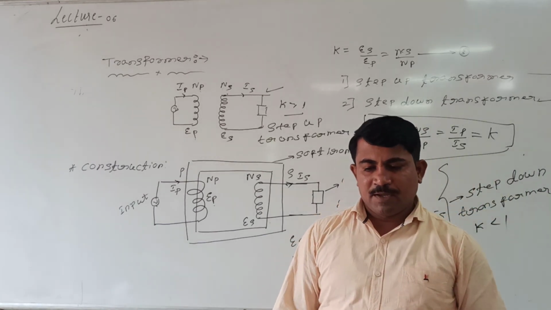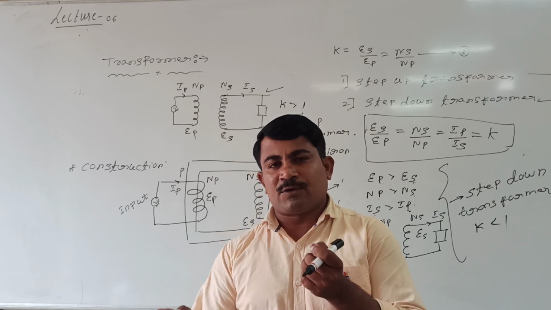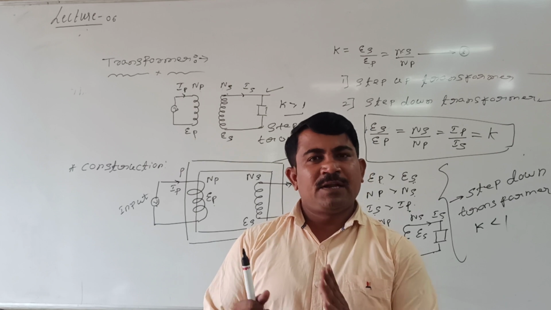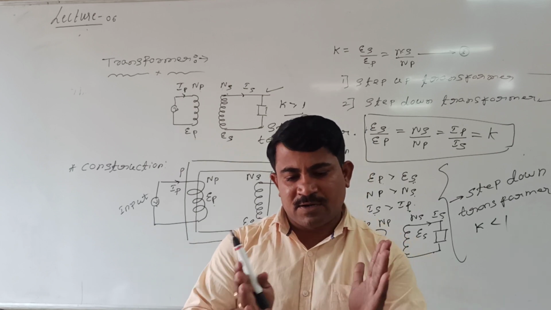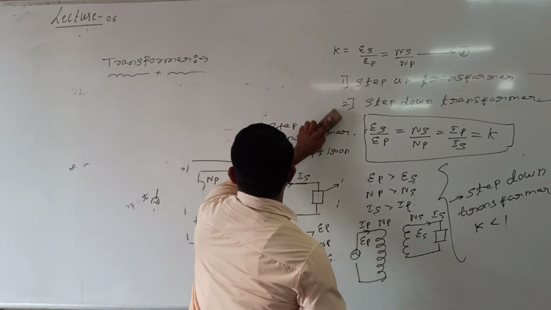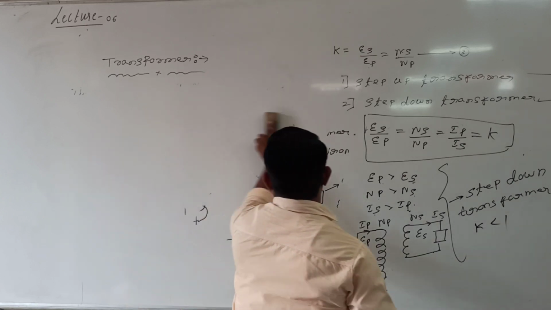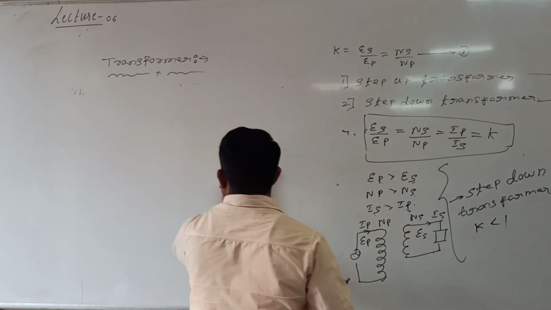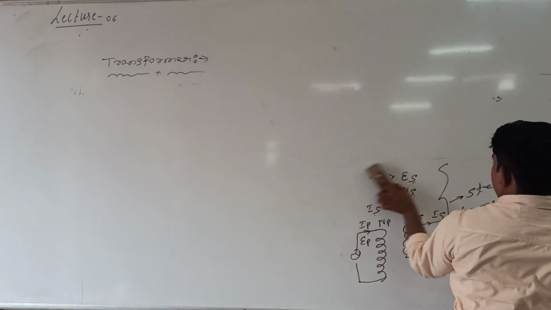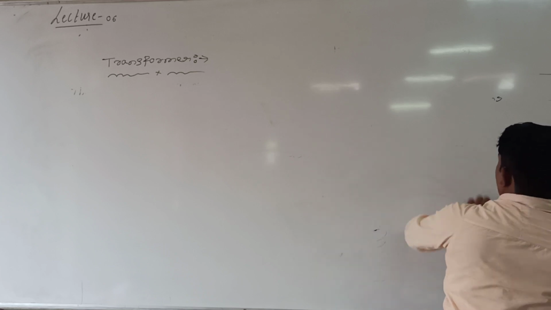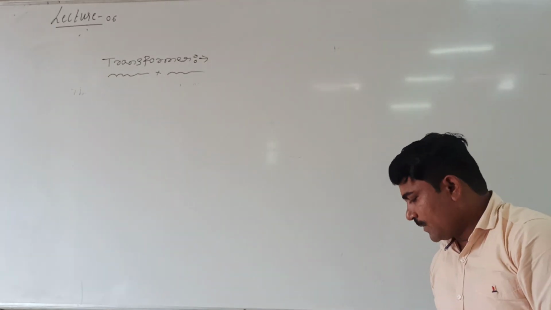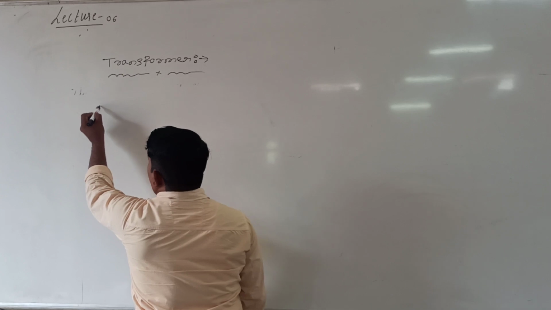But this is what? Working of transformer. Now let us see, when alternating voltage is applied to the primary coil, some amount of energy is lost in the transformer. Then let us take what energy can be lost in the transformer. Next concept is energy losses in transformer. Before that, I can take the structure of the transformer, how it looks like.